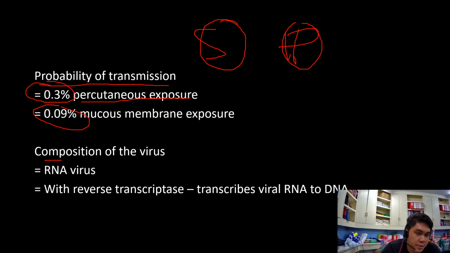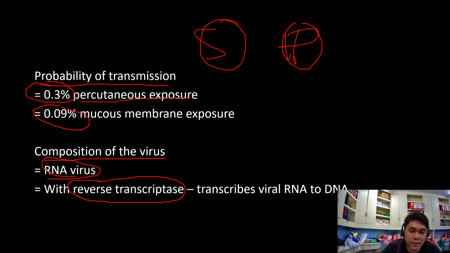Next is the composition of the virus. First, it has RNA. Because it's an RNA virus, it has reverse transcriptase. Reverse transcriptase transcribes viral RNA to DNA. So that is the composition of the virus. The important characteristic of the HIV virus is that it contains reverse transcriptase.